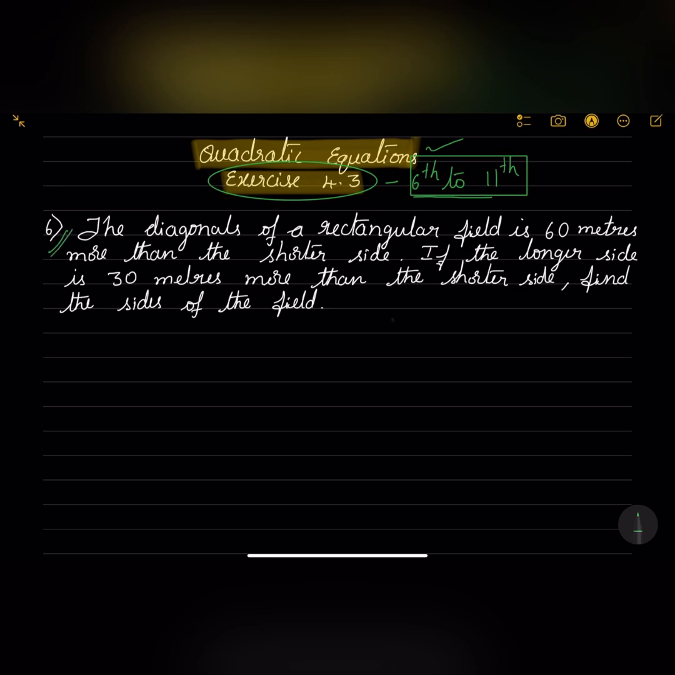The 6th one is like this. The diagonal of a rectangular field is 60 meters more than the shorter side. If the larger side is 30 meters more than the shorter side, find the sides of the field.